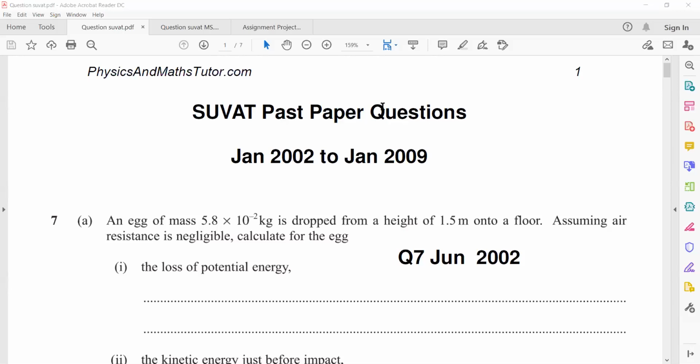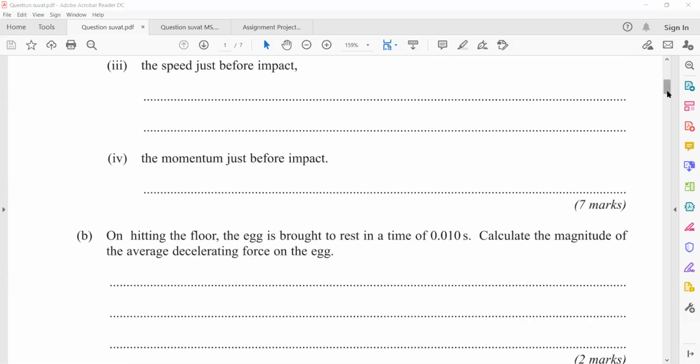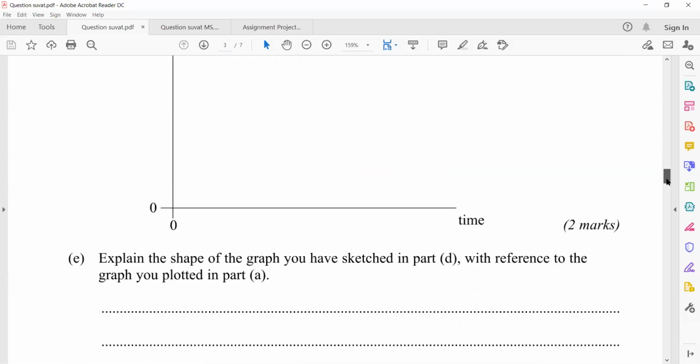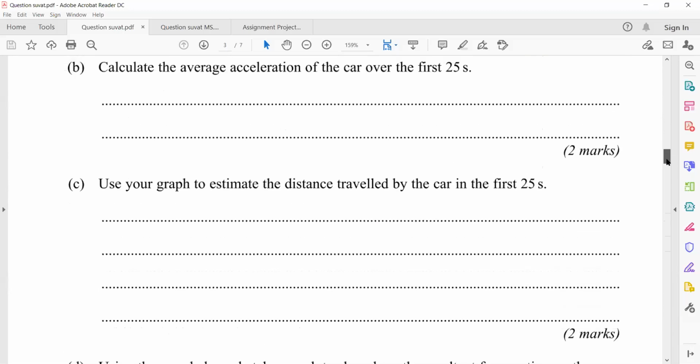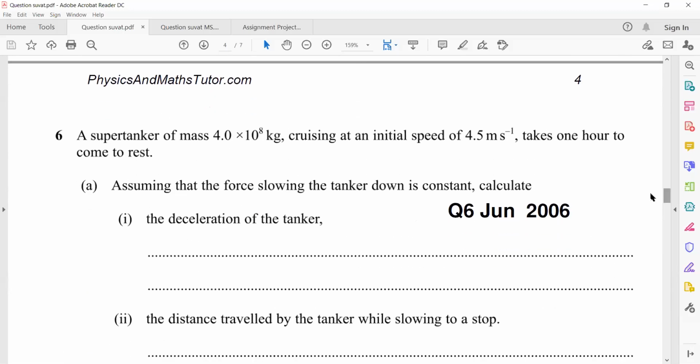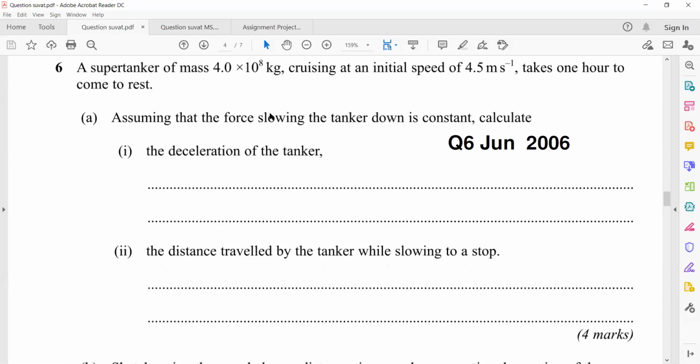Okay, first I'm discussing page 4. So this one is page 4. The supertanker of mass 4 exponent 8 is cruising at an initial speed. So that's a starting speed of 4.5. The mass is there and it takes 1 hour to come to rest. So this is a duration.